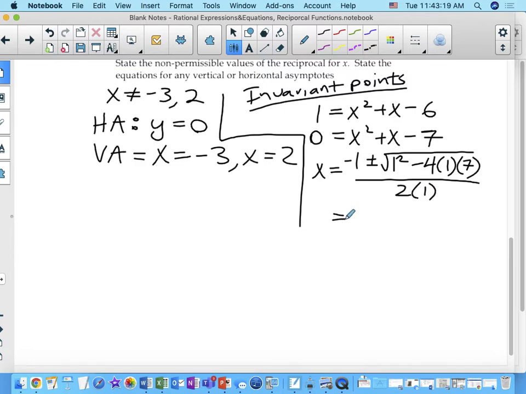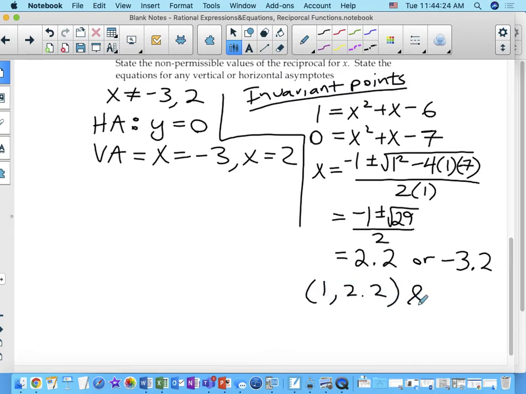And that is -1 plus or minus root 1, oh, that should be a minus, plus 28, 29, over 2. And I need a calculator. One of them is 2.2, or negative 3.2. So the 2 points are 1 and 2.2, and 1 and negative 3.2.